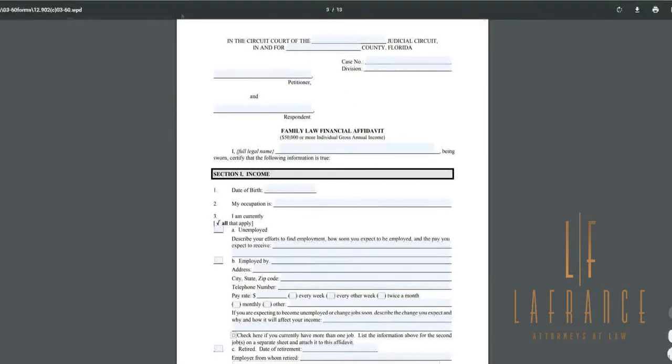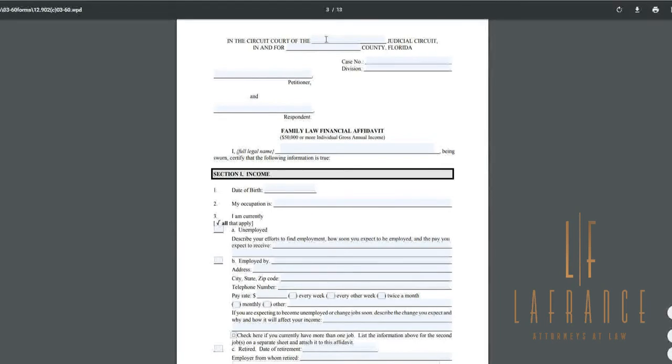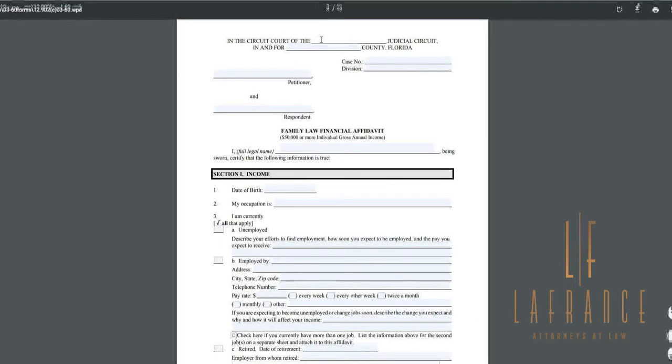Looking at the top of the form, this is the caption. You can find this information on any other document that you've already completed in your case. In the Circuit Court of the blank here is obviously, if you're in Hillsborough, it's going to be the 13th Judicial Circuit. It'd be different for Pinellas and Pasco and Polk, and the same here in and for blank county. Here it would be Hillsborough. So you would just simply type in 13th, if you're doing Hillsborough, and then obviously Hillsborough goes here.